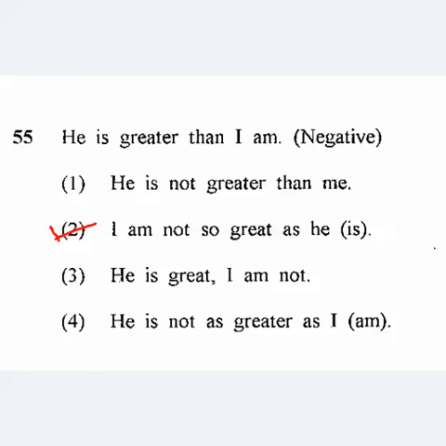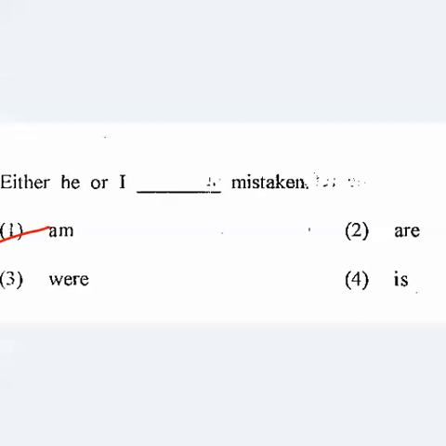If we choose the first option, he is not greater than me, then it changes the meaning of the first sentence, he is greater than I am. And the third sentence is also ambiguous because he is great, I am not. That may or may not be possible. And the fourth sentence again is wrong because it says he is not as great as I am, but actually he is greater than I am. So the correct option is I am not so great as he is.